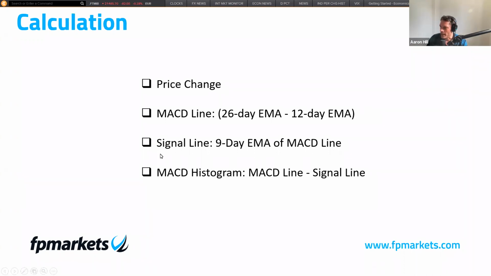Then we have the signal line. Now, all this is, guys, is the 9-day EMA of the MACD line. So we have the MACD line. We've calculated that. We're all happy. We have the line. It's showing on our chart. Then we just want to apply a signal line. So a signal line, again, is a 9-day EMA of the MACD line value.